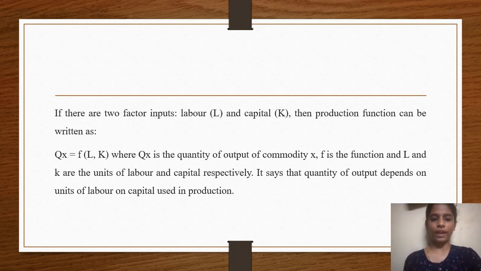If there are two factor inputs, labor L and capital K, the production function can be written as Qx = f(L, K), where Qx is the quantity of output of commodity X, f is the function, and L and K are the units of labor and capital respectively. It says that quantity of output depends on units of labor and capital used in production.